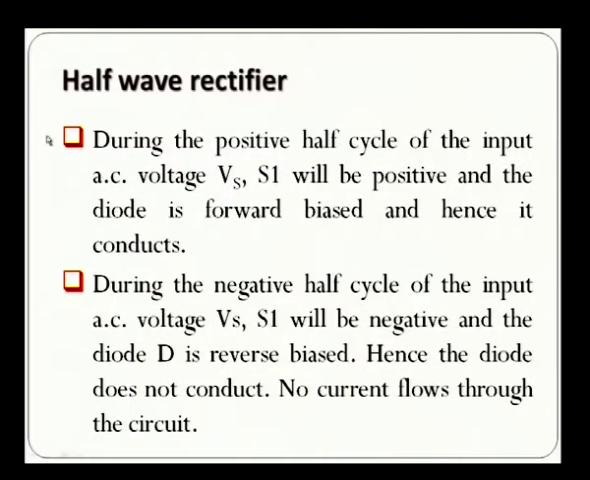The same point S1 becomes positive for half of a cycle and negative for the other half of the cycle. So, alternatively, the voltage of the point S1, or the potential of the point S1, keeps varying between the positive value and the negative value.